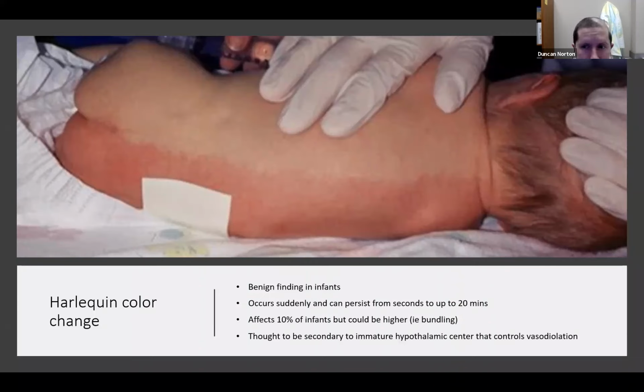Typically it doesn't. It's thought to be secondary to an immature hypothalamic center that's controlling the vasodilation. So it's typically only in very young infants. And I don't tend to see this past the first week of life.